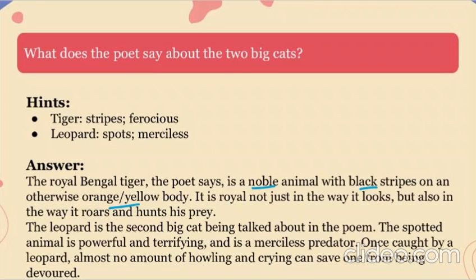It is royal not just in the way it looks, but also in the way it roars, hunts, and even walks. So that walk of the tiger is royal and noble.